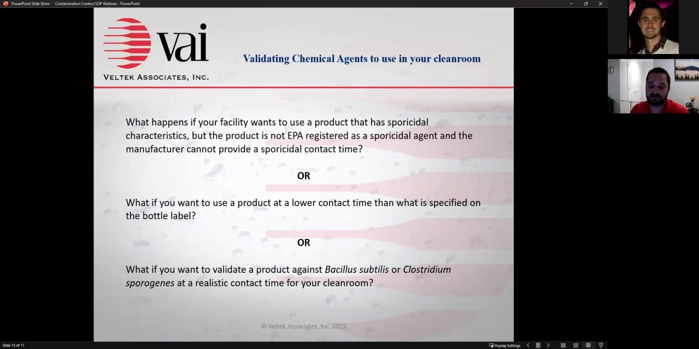Maybe you have a disinfectant. This is rare, but what if you have a disinfectant that has a 10-minute disinfecting time, but no sanitizing time? So you're not quite sure where the cutoff is. You could do one of these tests to validate that contact time against some challenge organisms. And again, what if you want specific claims against Bacillus subtilis or Clostridium sporogenes at a realistic contact time? Again, nothing out there really less than 25 minutes from a label standpoint. If you want to call out these bugs in particular, this is a way to do that.